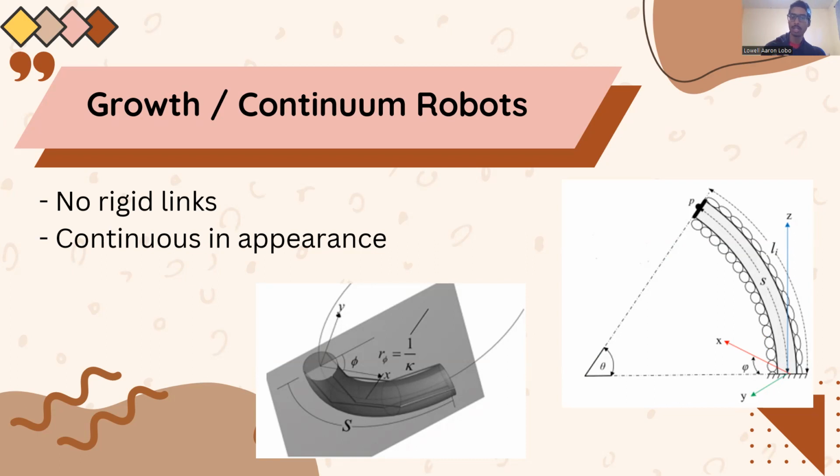Now, a growth or continuum robot can be expressed in four different robot parameters. The first one is the S value, which is known as the arc length of the robot. The next one is the phi value, which is the rotation of the robot's end effector with respect to the x-axis. Then another one is the curvature k of the arc. And finally, we have theta, which is the elevation angle from the xy plane all the way up to the end effector position.